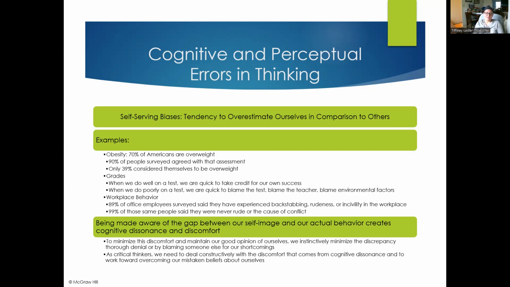Workplace behavior. A survey showed that 89% of office employees said that they have experienced backstabbing, rudeness, and instability in the workplace. 89% of people surveyed said they have had those issues with their coworkers in the workplace. But 99% of those same people said that they were never rude or the cause of conflict. It was never because of them.